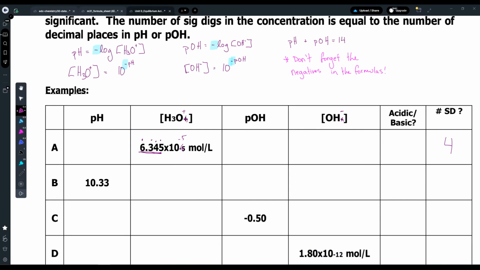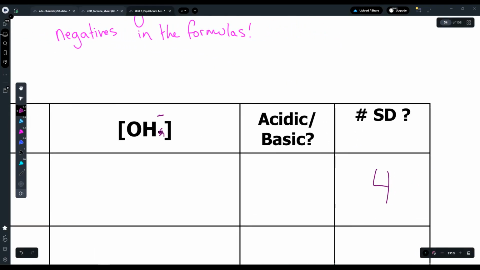Okay, now for whether it's acidic or basic, I find it's the easiest just to figure out pH to determine that. That's the easiest way to determine if something is acidic or basic. So remember that anything below a pH of 7 is going to be acidic. Anything above a pH of 7 is going to be basic. And right at 7, so it has to be 7.00 exactly, that would be something that's neutral.